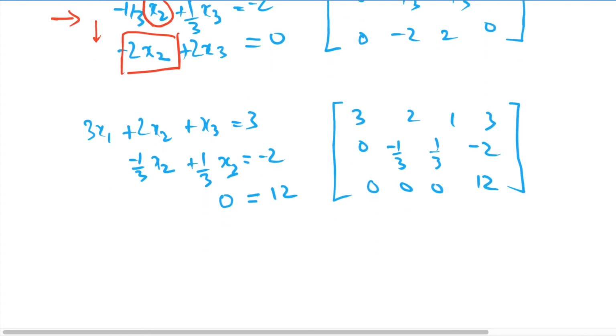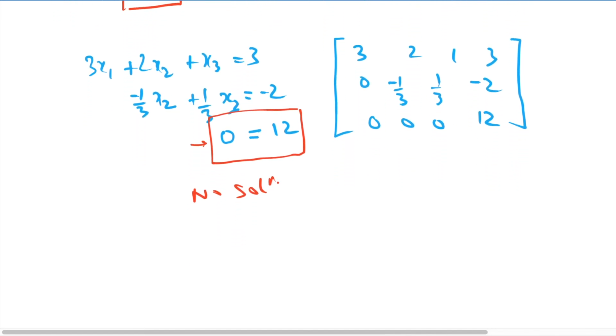What is surprising is that the last row, the third row, says 0 is equal to 12. But this is not possible. This equation is contradictory. So hence, this linear system has got no solution. Really no solution. So what we have seen till now is that the Gauss elimination process can be used for any kind of linear system: when it has a unique solution, when it has an infinite number of solutions, or when it has no solution.